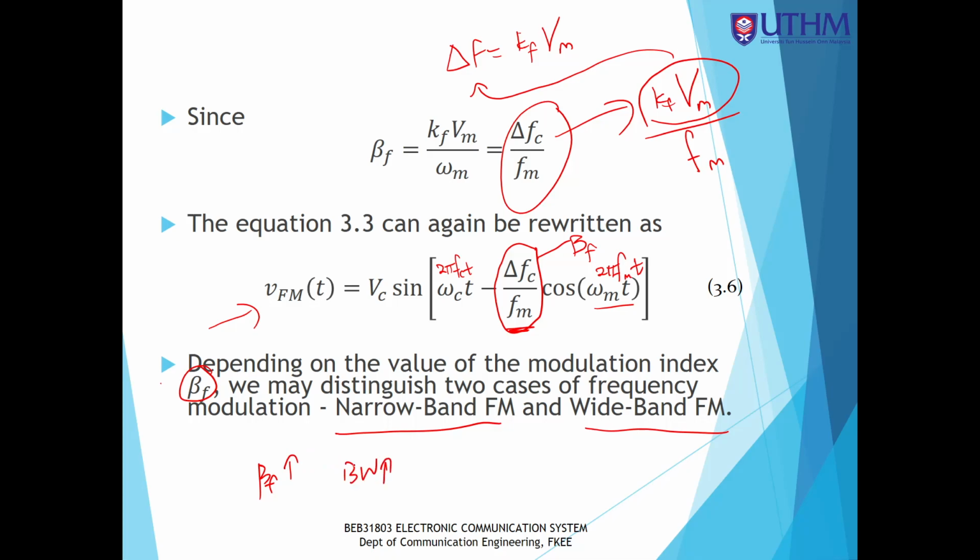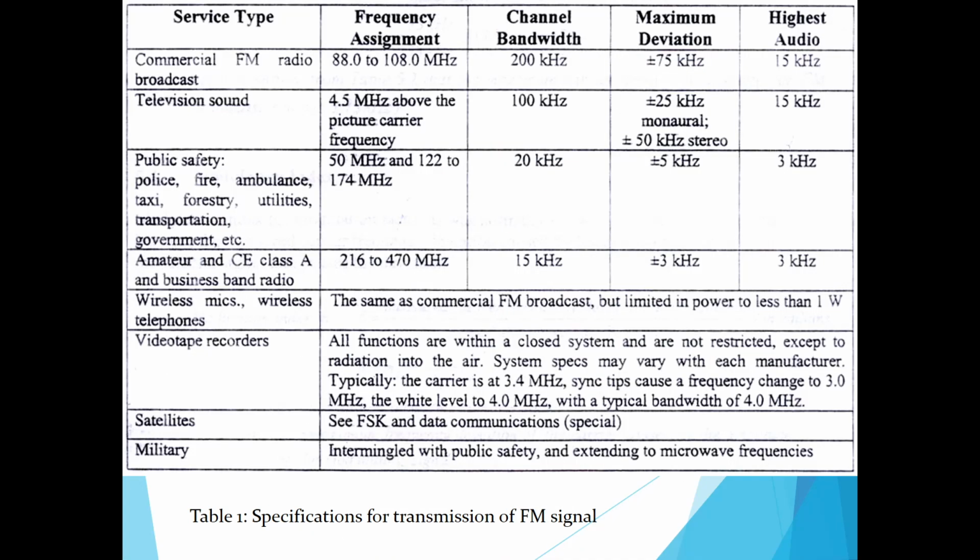So a high beta F is wideband FM. If beta F is small, the bandwidth requirement is small, so this is under the category of narrowband. How big is big, and how small is small? We will see that later in the next slides. Before we learn about narrowband and wideband, we need to look at this perspective.